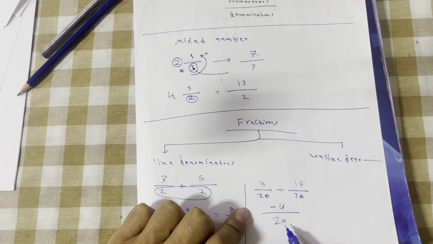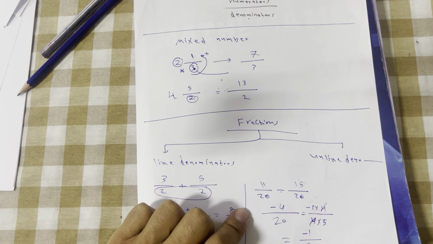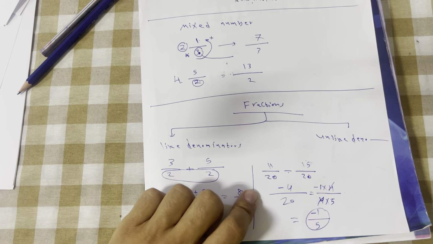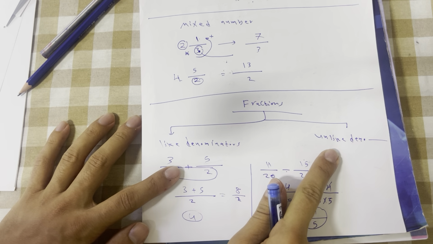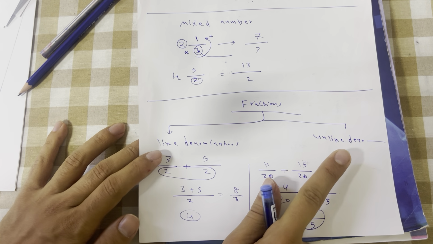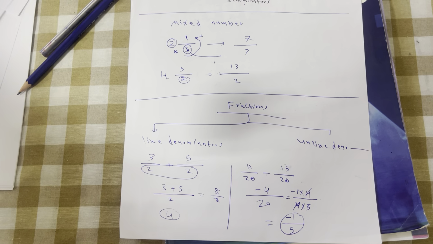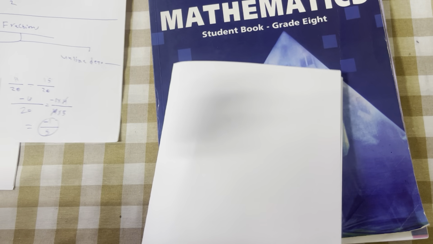And now I can simplify more, and 4 comes what? Comes 1 times 4, and 4 times 5. They are cancelled. The result will be what? 1 over 5. Okay, it's like that. So this is important. And what about unlike denominator? So this is not hard. This is easy.